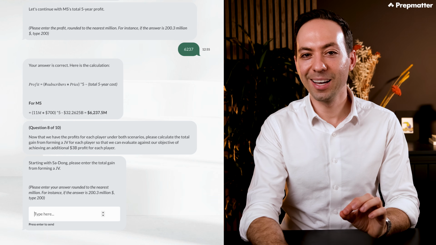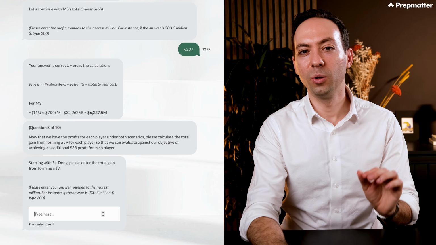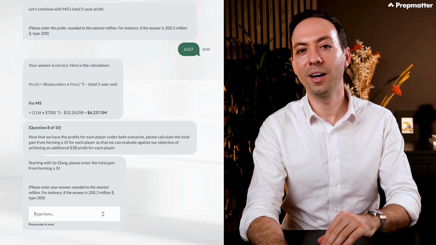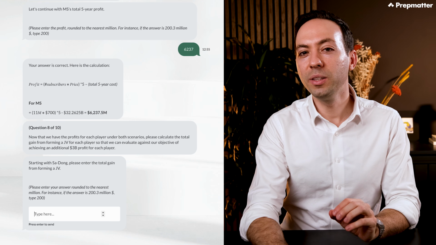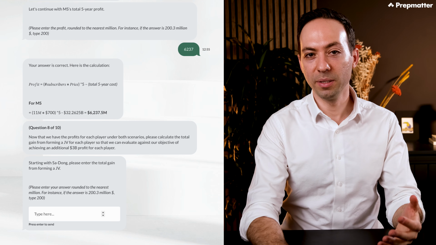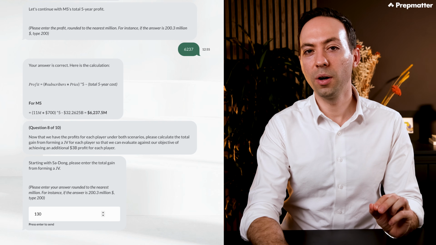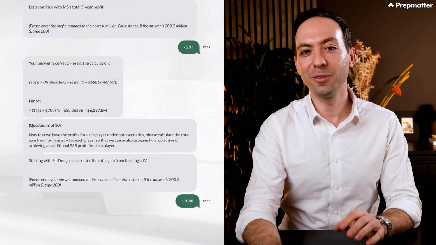Let me put it in the calculator to play it safe. So that would be $13.0875 billion. Since we need to round the answer to the nearest million, I'll type the answer as 13088. Let's do the same for MS, scrolling up.